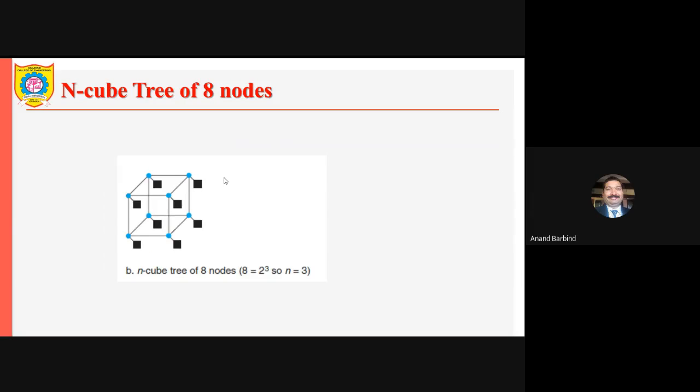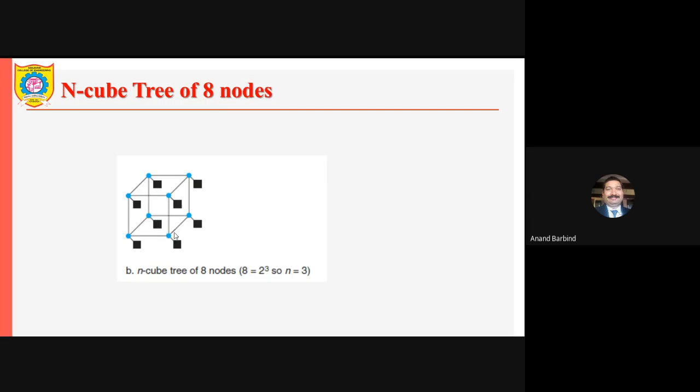You can have the cube kind of arrangement. So this is a node or the interconnection in the cube form, and there are 8 nodes in this. So like that you can have the n cube model. In this particular model, the value of n is 3. So there will be 8 nodes.